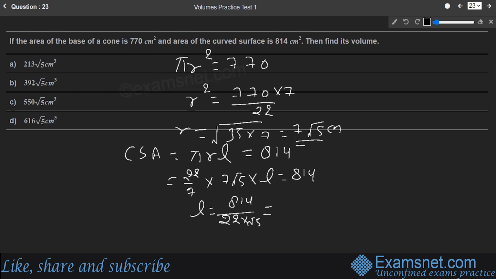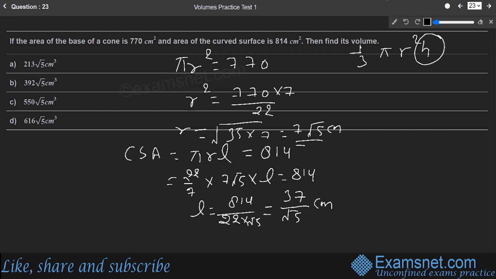If you solve this, it comes out to be 37 divided by root 5 centimeter. That is the value of the length. Okay, now we are supposed to find out the volume. The volume of the cone is given by 1 by 3 pi r square h. So clearly we need to know the value of h.